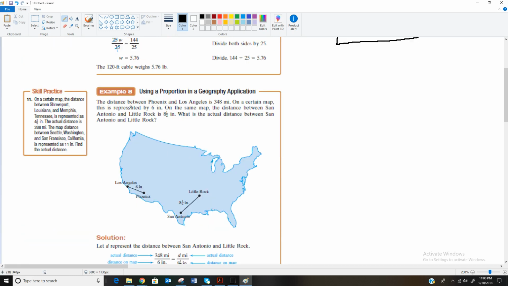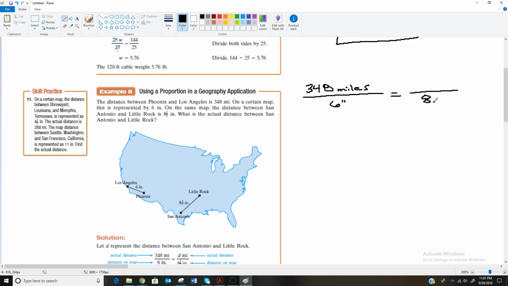Then we have a geography application here. It says the distance between Phoenix and LA is 348 miles. On a certain map, this is represented by 6 inches. On the same map, the distance between San Antonio and Little Rock is 8.5 inches. What's the actual distance? So they're saying Phoenix to LA is 348 miles, and that's represented on the map by 6 inches. So now Little Rock to San Antonio is represented by 8.5 inches.